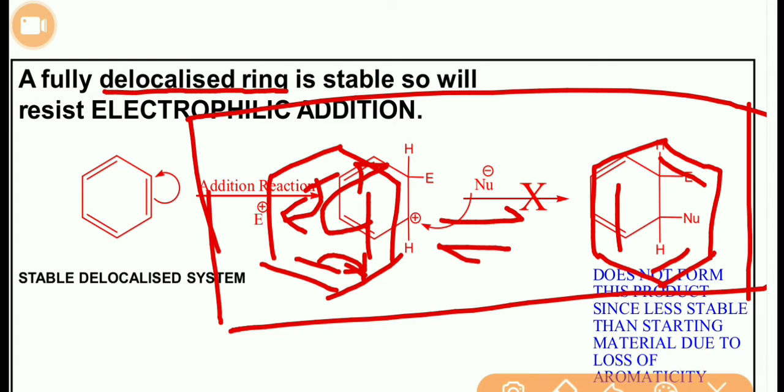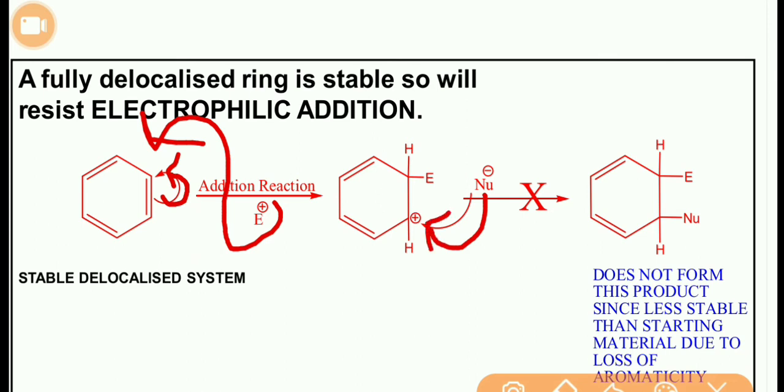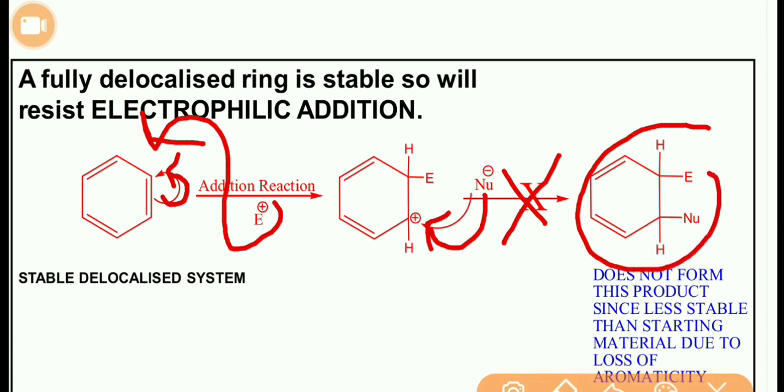We have to keep this in mind, and this is called the delocalization from one carbon to another carbon. Okay, so here what happens is these electrons shift again, and the electrophile will attack on the negative charge once again, and the reaction becomes like that. But remember, it does not form this product since it is less stable than the starting material due to loss of aromaticity.